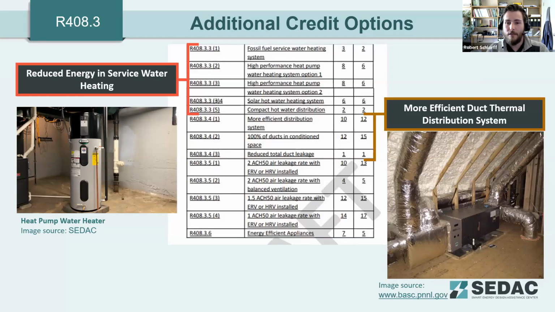Looking at more efficient duct thermal distribution systems. So we have a few options here for this, and a lot of the duct sizing here, it's ducted or ductless systems that are inside the envelope. So if you have your entire duct system within the envelope and you're a ducted or a ductless system, you're going to get points for that. And then the third issue there, the third number there, reduced total duct leakage. That is essentially going to give you points if you achieve a certain duct leakage rate. And there's a different value there for if it does or does not have the air handler installed, somewhat similarly to the way that the current code is handled.